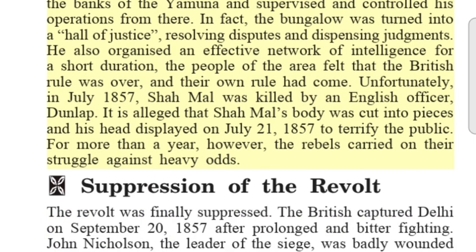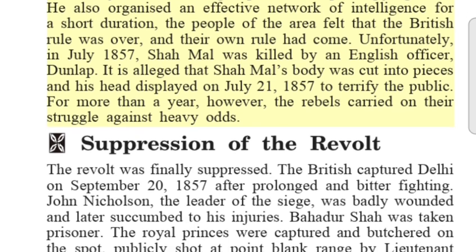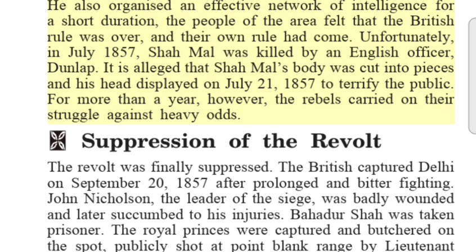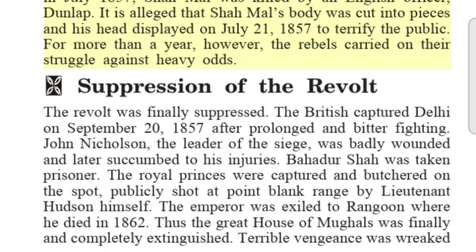Unfortunately, in July 1857, Shah Mal was killed by an English officer, Dunlap. It is alleged that Shah Mal's body was cut into pieces and his head displayed on July 21, 1857 to terrify the public. For more than a year, however, the rebels carried on their struggle against heavy odds.